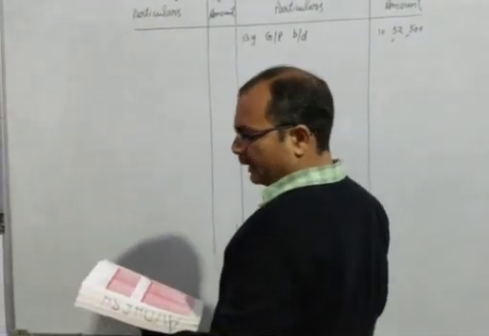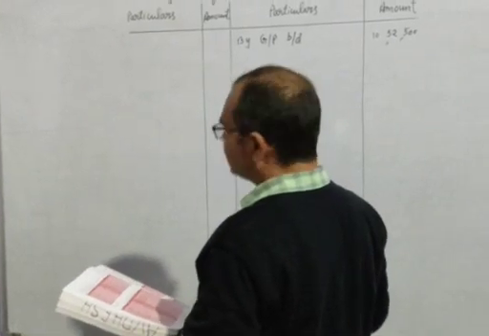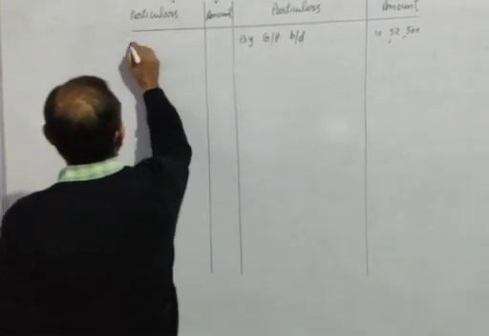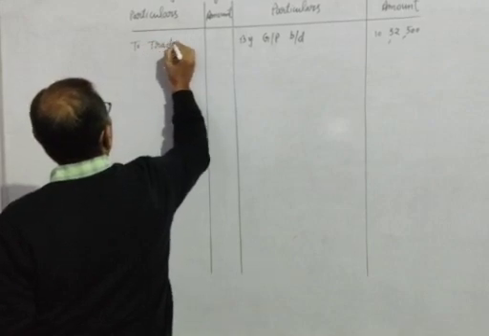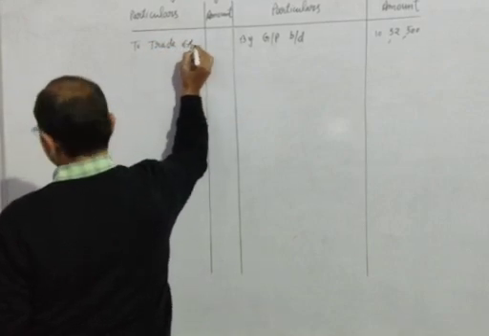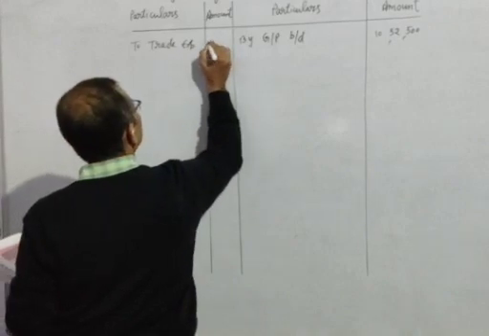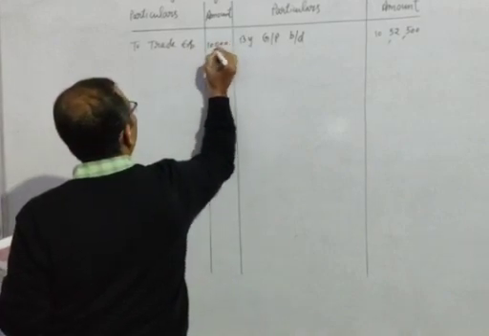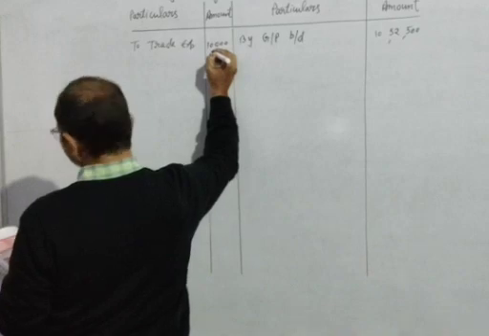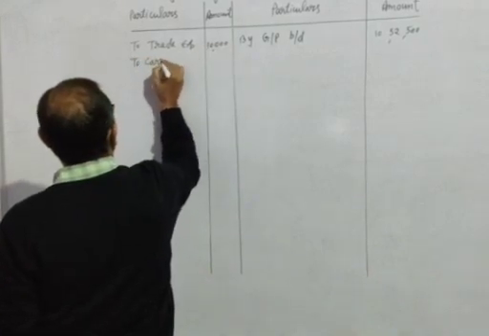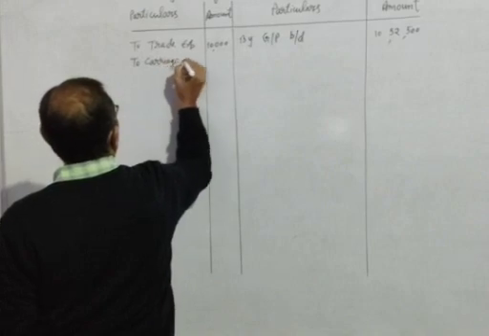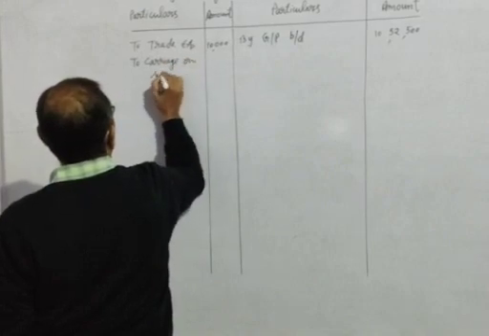Okay, firstly the trade expenses are given, so we will write here on the debit side, to trade expenses, and the amount is 10,000. The next is carriage on sale. So we will write here carriage on sale.